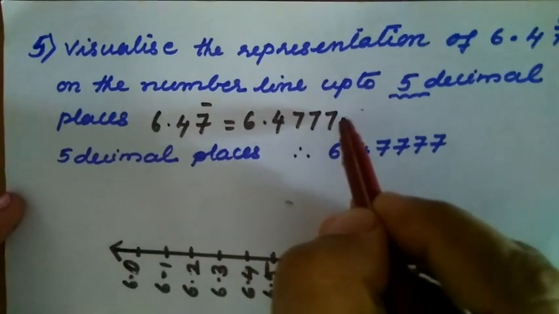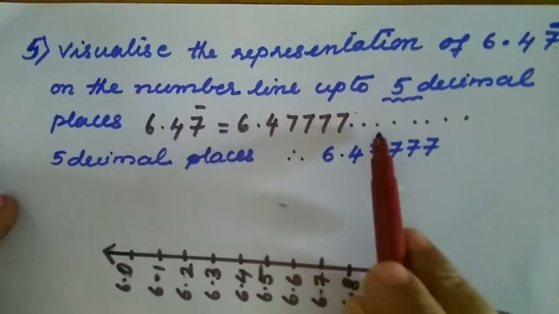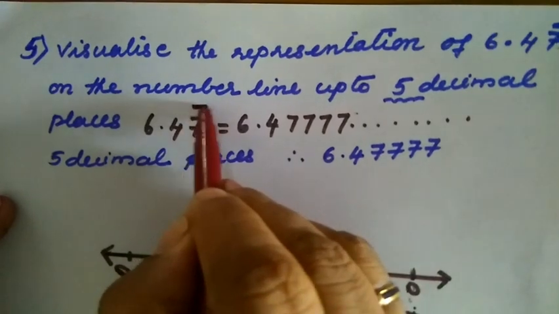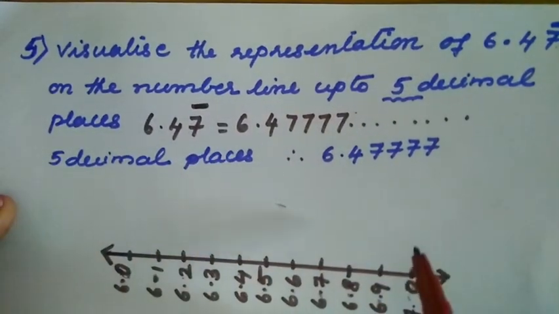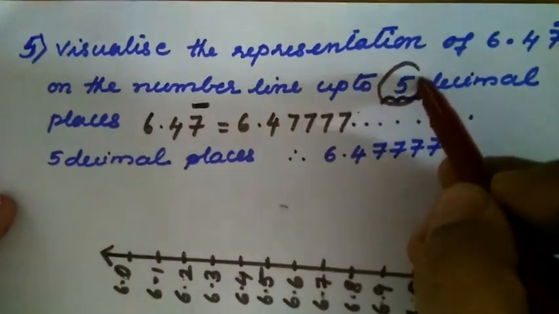6.47 is repeated. That is the recurring decimal part, 6.4777. Instead of writing many 7s, we can put a bar on that one. That shows that only 7 is repeating. Now the question asks for 5 decimals.